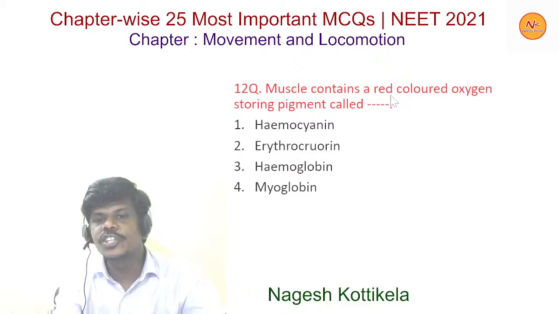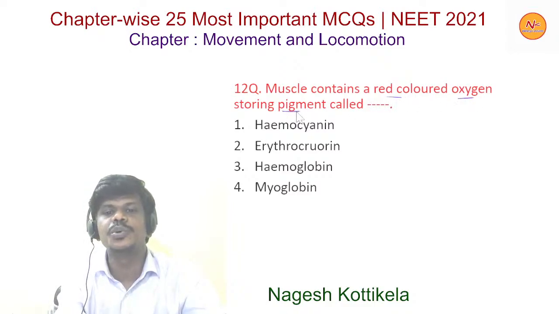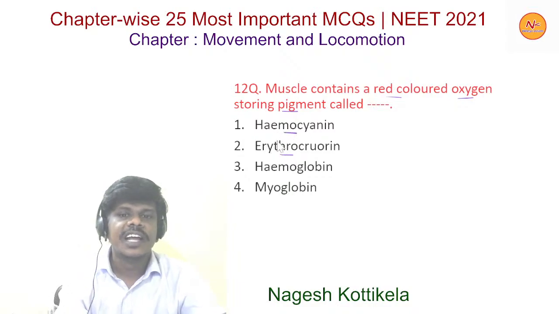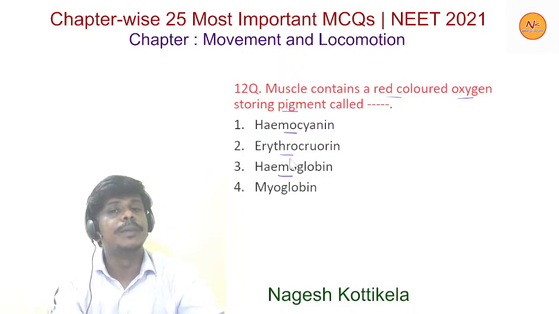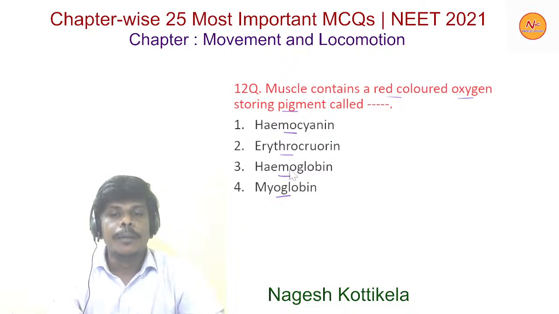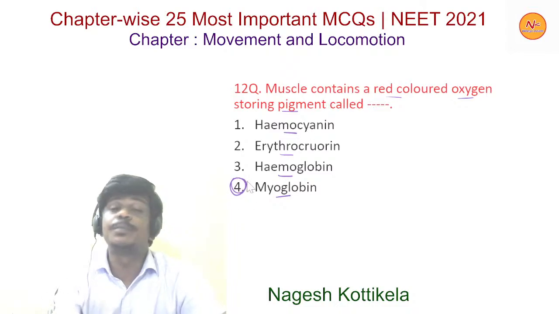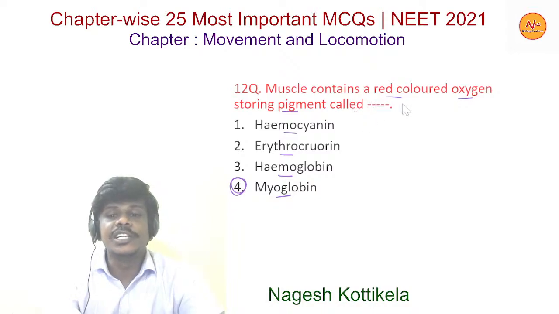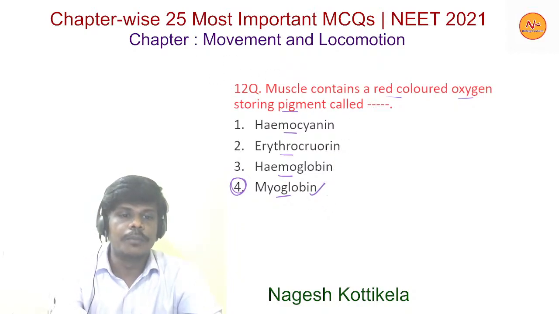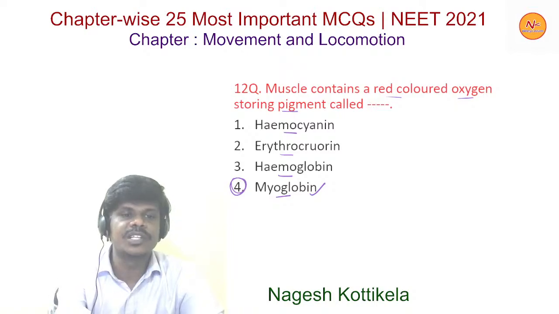Muscle contains a red colored oxygen storing pigment called option 1, hemocyanin, option 2, erythrocruorin, option 3, hemoglobin, option 4, myoglobin. So in muscle, myoglobin is the pigment present. So muscle contains a red colored oxygen storing pigment called myoglobin. So the fourth option is the right one. Now moving to the next question after this.